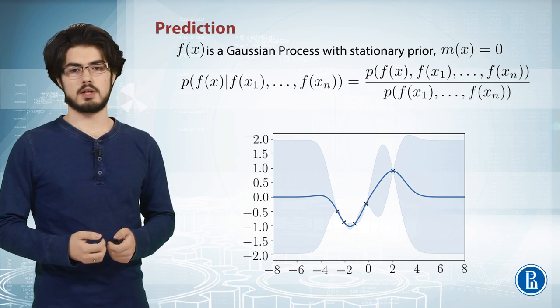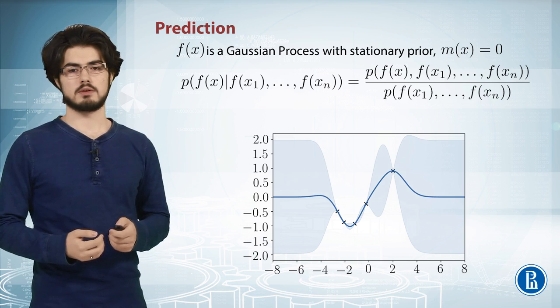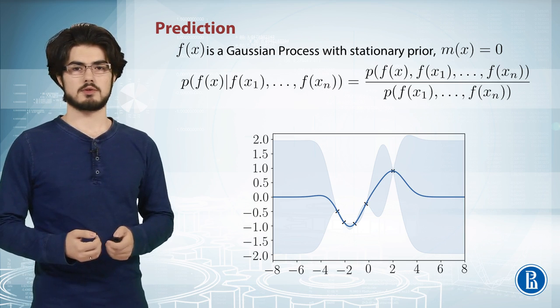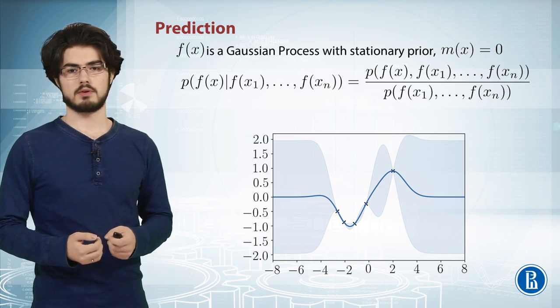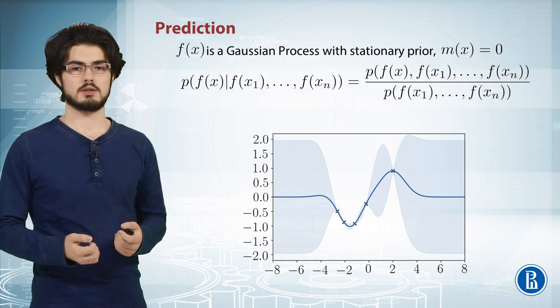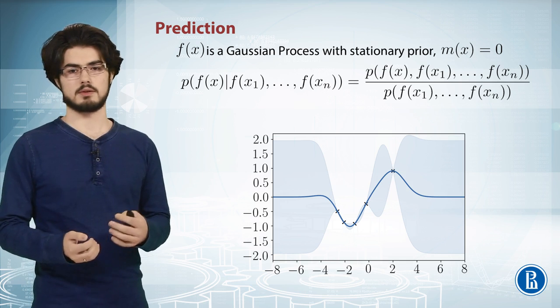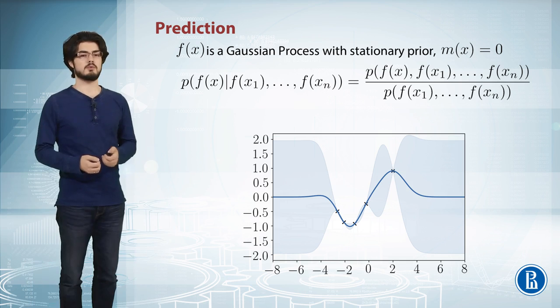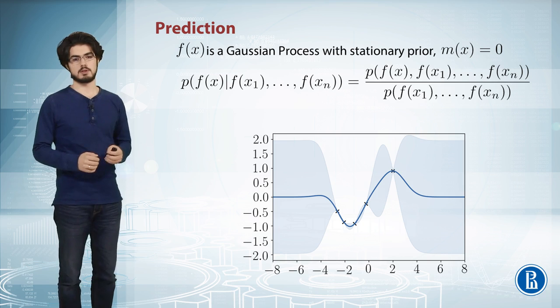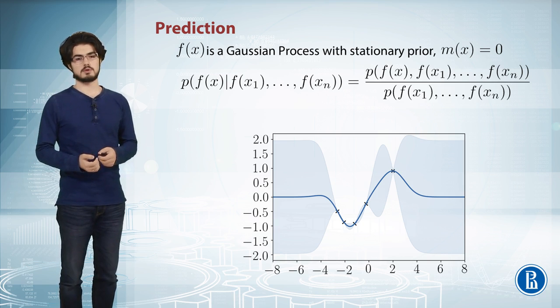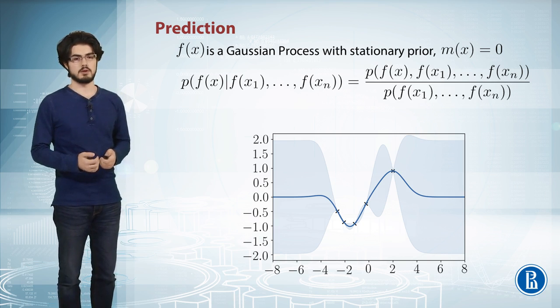So notice here that the variance at the data points is 0. Since we observed their values, we can surely say that the value is just f of x1, for example. And as we move away from the points, the variance starts increasing, and if we are really far from the data points, the process would be simply stationary. So the mean would be 0 and the variance would be equal to the initial variance. This is k of 0.